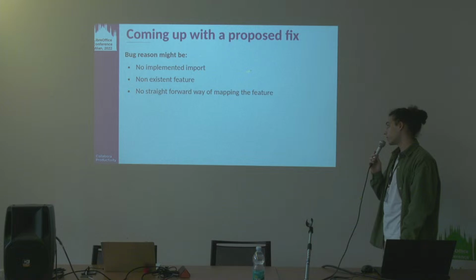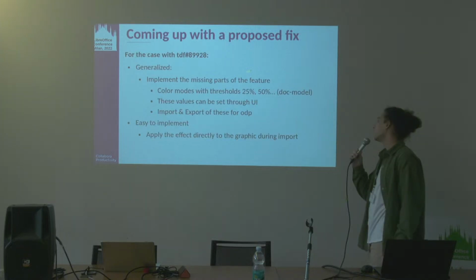For this case, let me just go a little faster, because there's not much time. For the case with TDF 89928, the one with the color binary level effect, I tried to implement the missing parts of the feature. What I realized was I went to Impress, and there was no way of defining any threshold values when we apply a color mode there. So the feature mapping one-to-one was not going to work.